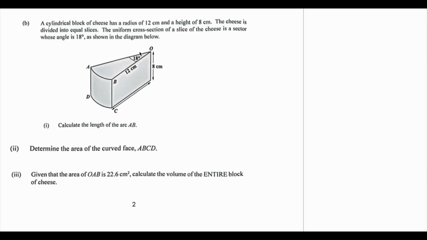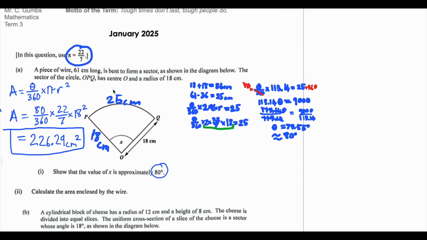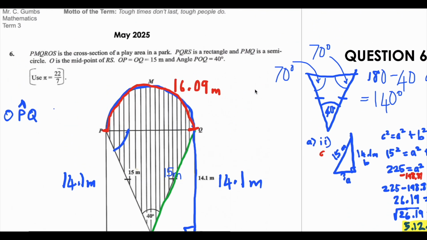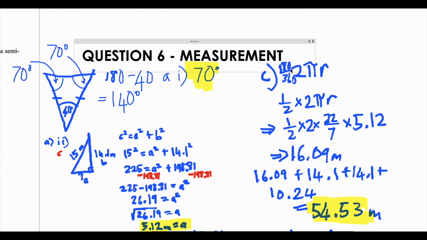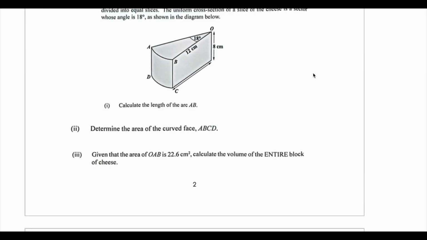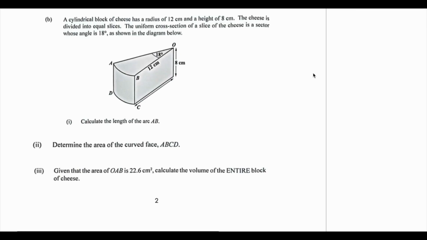Remember, this again is a similar concept. Calculate the length of the arc AB. It's similar to what we were doing before. We use the particular angle over 360 times 2 pi r. So let's see what y'all will come up with over here.